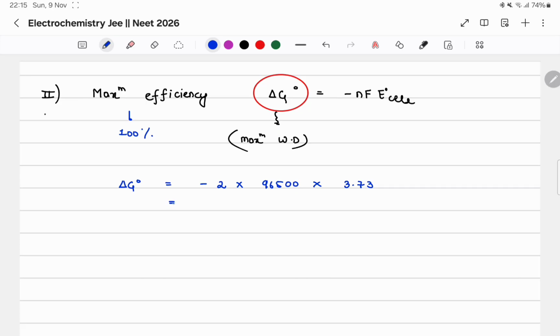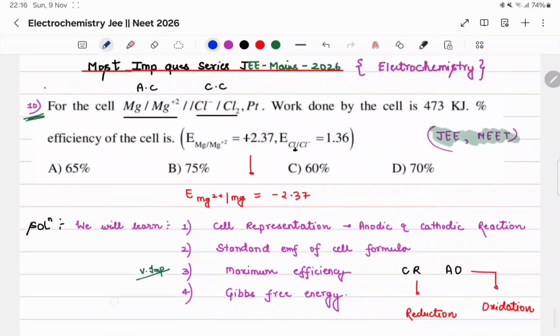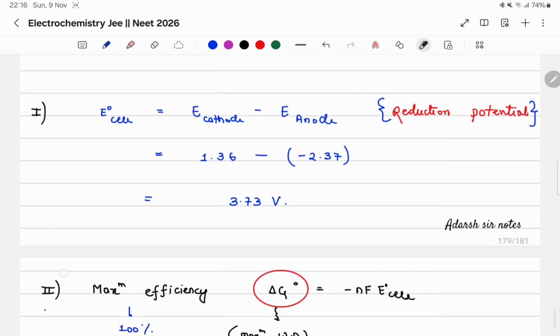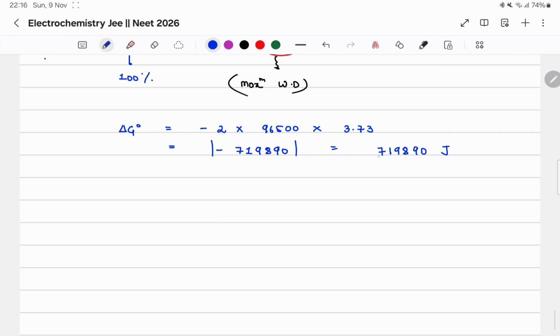Now when we get delta G naught, I have done the calculation. You can check whether it is right or wrong. Minus 719890. Okay, we are finding work done, so whether you take the negative sign or not, there is no problem. So in modulus, how much will it be? It will be 719890 joule. If you see our question, one thing has been mentioned: they are dealing with kilojoule. So it's our duty to convert into kilojoule. For that, divide by 1000. So I got 719.890 kilojoule. Done. Our main work is done.